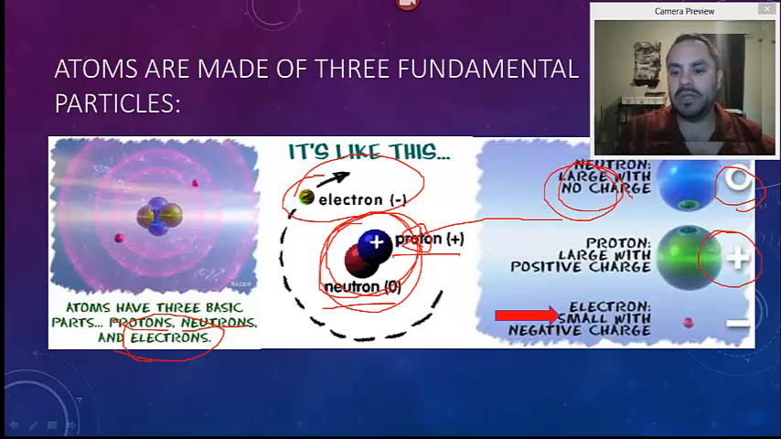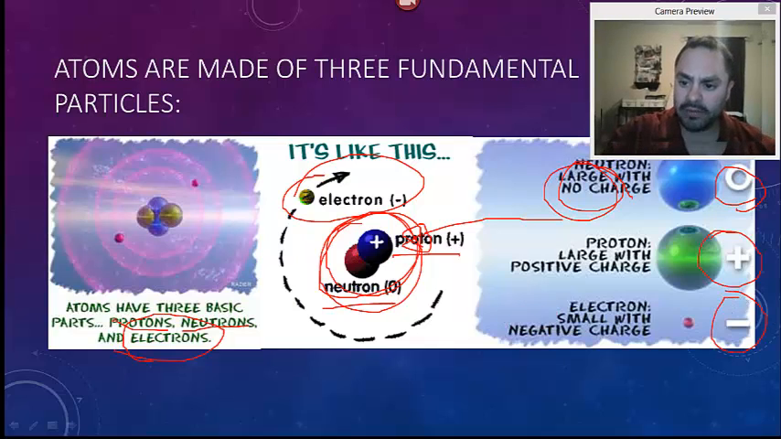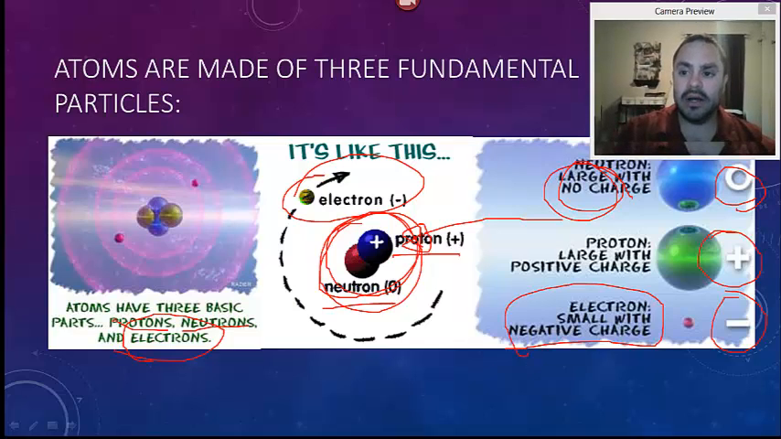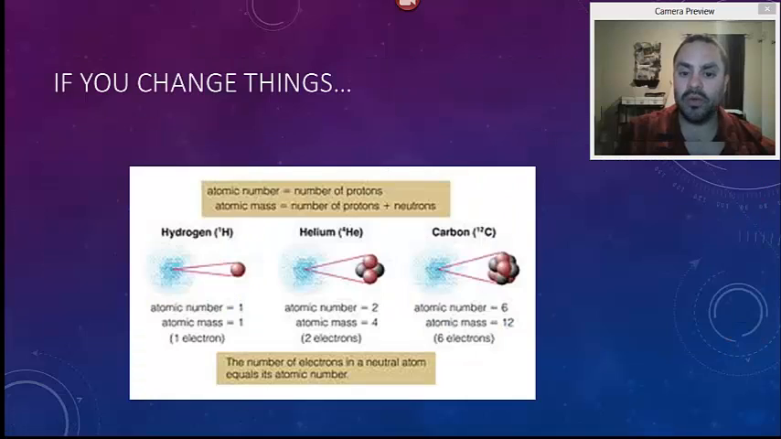The last one is going to be the electron. The electron is the smallest of all of the subatomic particles, and it actually does have a negative charge. So here's your negative charge, but it has such a small mass that we don't even count it when we're considering the weight of an atom.